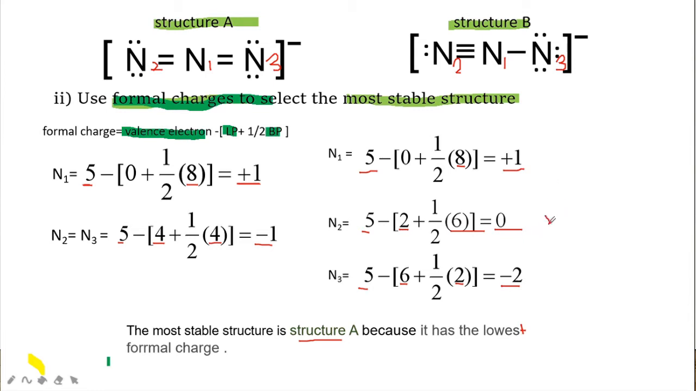In this question number 2 Roman, we have 3 marks. The first mark is by using formal charge. The second mark is the answer: the most stable structure is structure A. And the third mark is the explanation, because it has the lowest formal charge. So overall, the marks are 3 for 2 Roman.